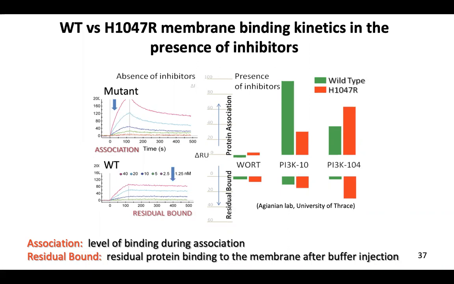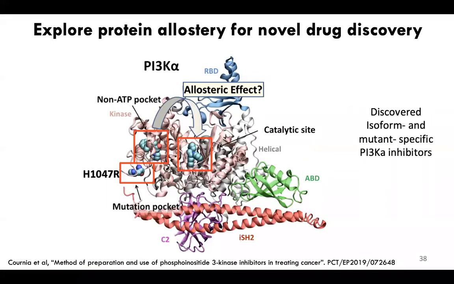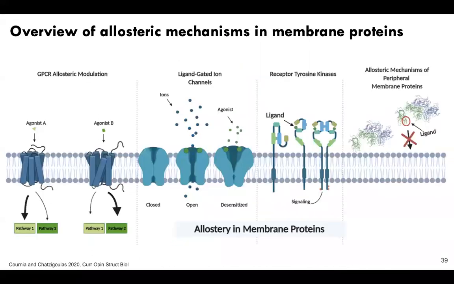So the protein binds more stably to the membrane, possibly in an inactive conformation. That tells us that these allosteric modulators function in a way that modulates the protein-membrane interactions. So here we have discovered isoform- and mutant-specific PI3K alpha inhibitors that modulate protein-membrane interactions.